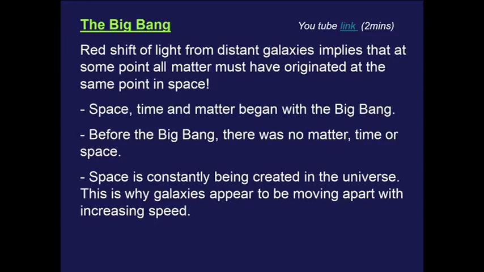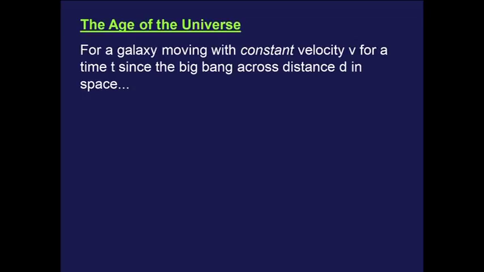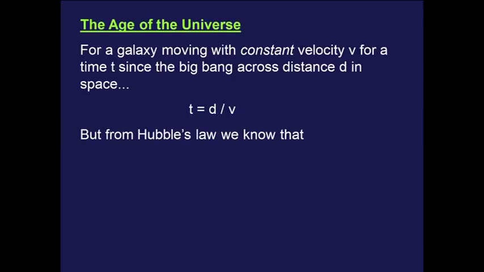Now, let's work this back. If space is being created and also time is being created, we can use this principle to work out the age of the universe using Hubble's law. If you think about a galaxy moving at a constant velocity, we know the speed equation: speed is distance over time, and time is distance over speed or velocity. Hubble's law tells us that the Hubble constant h is the ratio of the velocity to the distance.